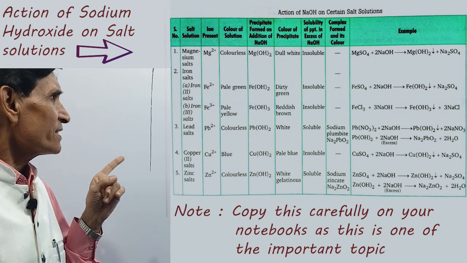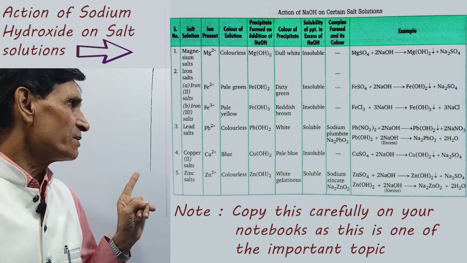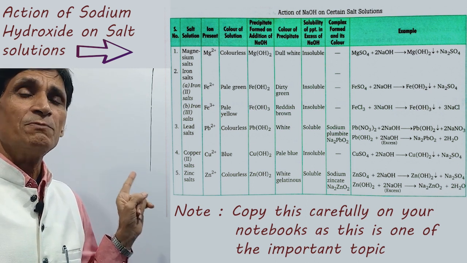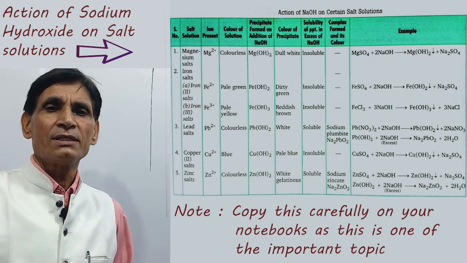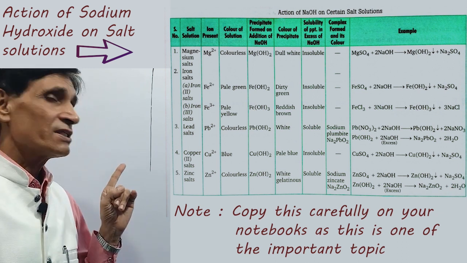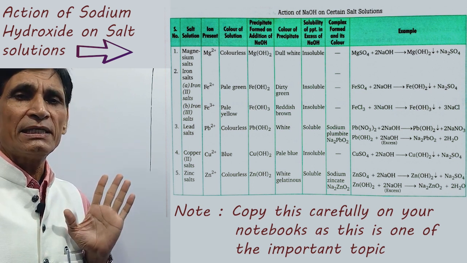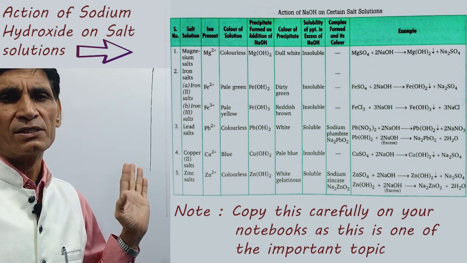Whenever sodium hydroxide solution is added drop by drop, there is formation of a white precipitate. On adding excess NaOH solution, the white precipitate dissolves to form a colorless solution. What is the complex formed? The complex formed is sodium plumbite, Na2PbO2. It is a water soluble compound, and the color of the solution becomes colorless.